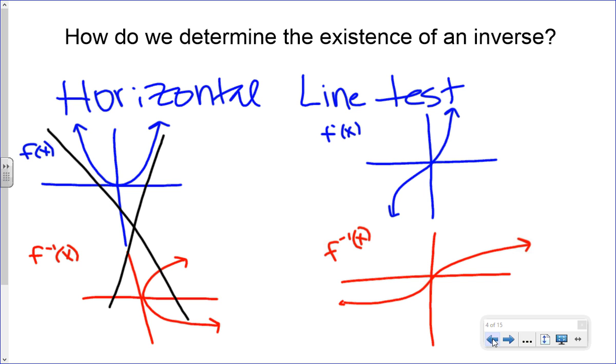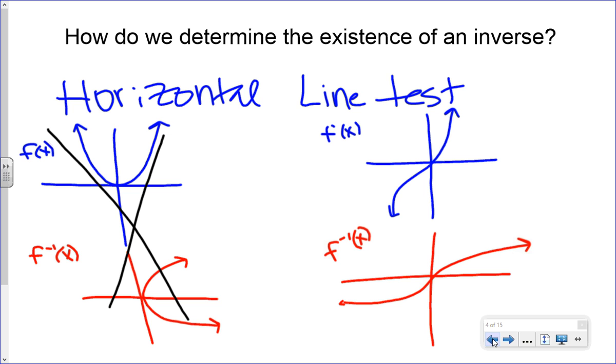Would this graph right here have an inverse? No, because we switched from decreasing to increasing to decreasing. Okay, which is why we fail the horizontal line test. Okay, so we can actually use derivatives to determine whether we have an inverse or not by looking at, is our function always increasing or is our function always decreasing?